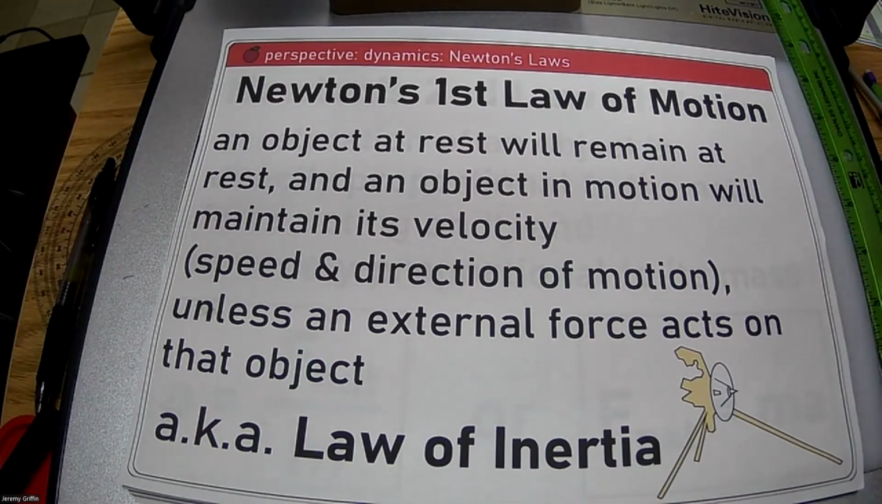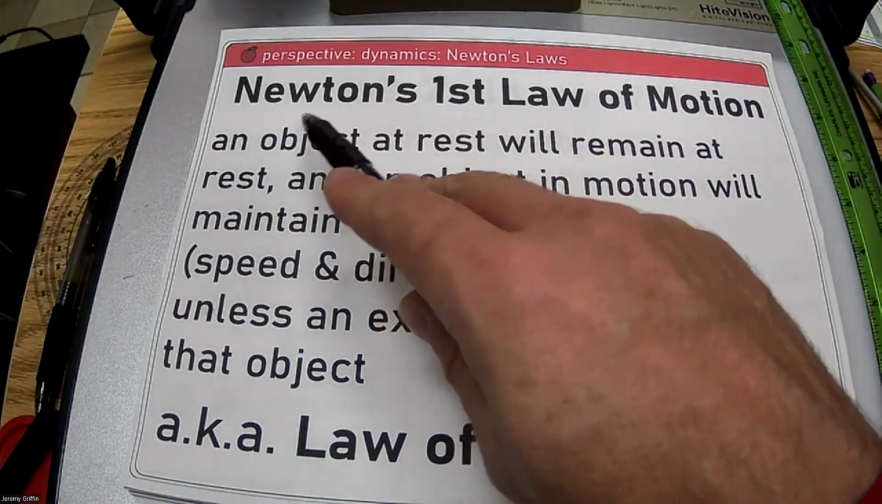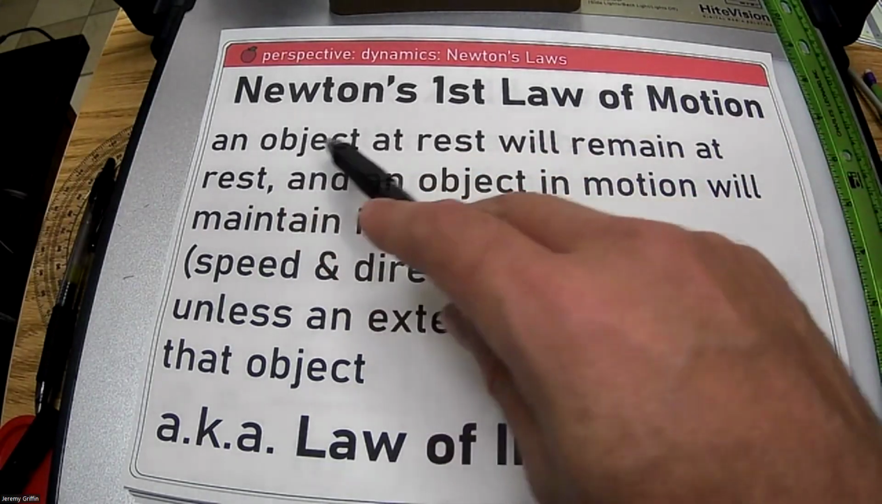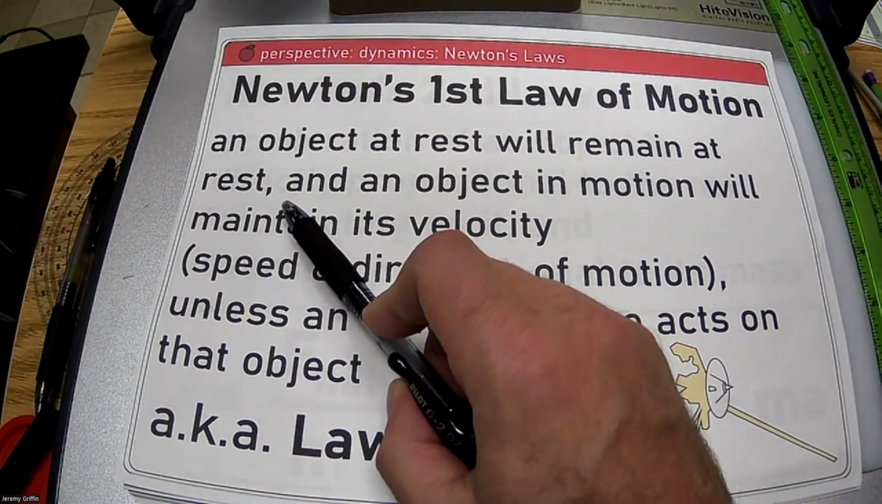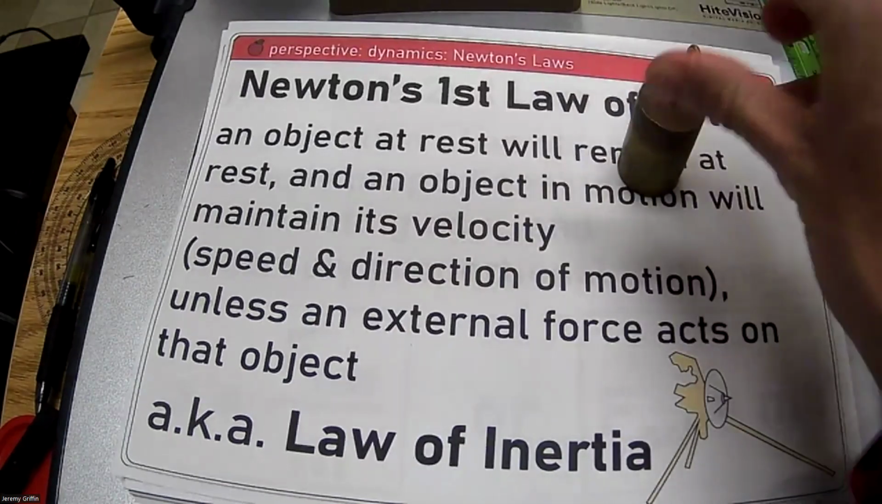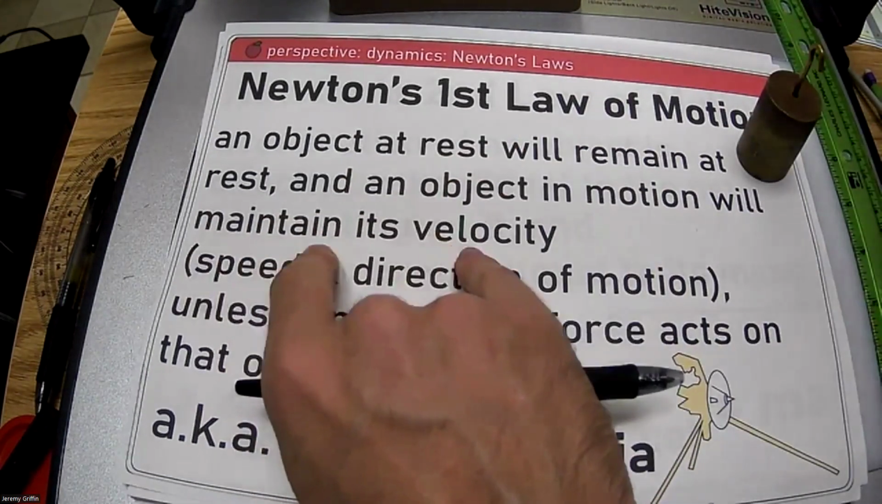Let's hit Newton's laws real fast. I think I did a couple of these with you guys yesterday. So, Newton's first law of motion: an object at rest will remain at rest. You guys see a bunch of stuff just sitting at rest on the tabletops here? Is it spontaneously jumping off the tabletops? No, everything's just sitting at rest. And an object in motion will maintain its velocity.